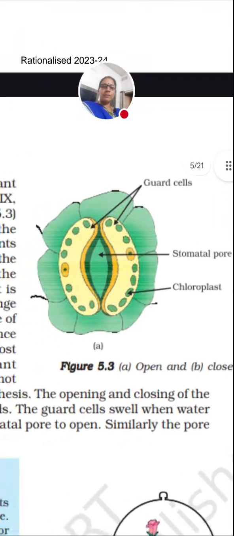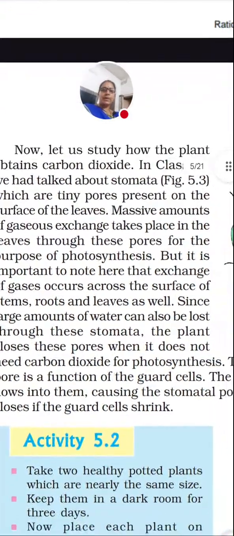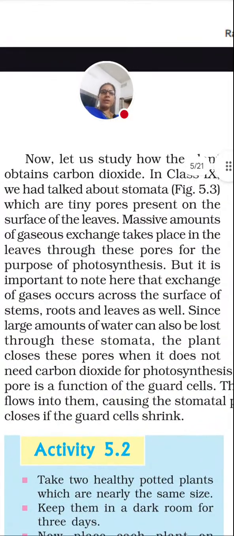This is also one of the important questions, so you need to prepare from here. You can mark from after figure 5.3. You need to write from tiny pores. Tiny pores present on the surface of the leaves. Massive amount of gaseous exchange takes place in the leaves through these pores for the purpose of photosynthesis. But it is important to note here that the exchange of gases occurs across the surface of stem, leaves and roots as well. Since a large amount of water can also be lost through the stomata, the plant closes these pores when it does not need carbon dioxide for photosynthesis.